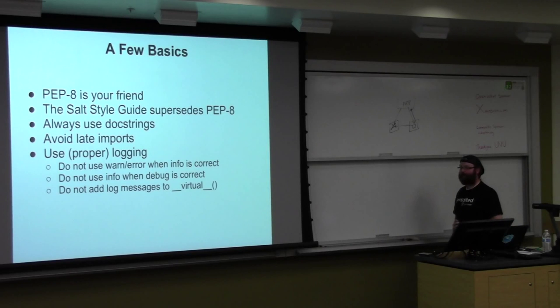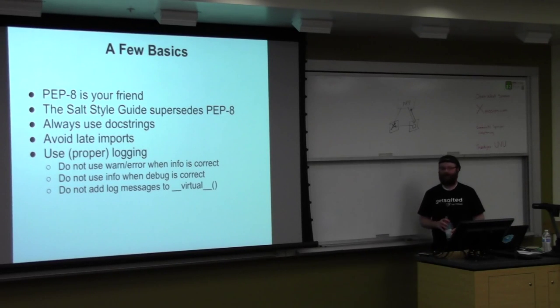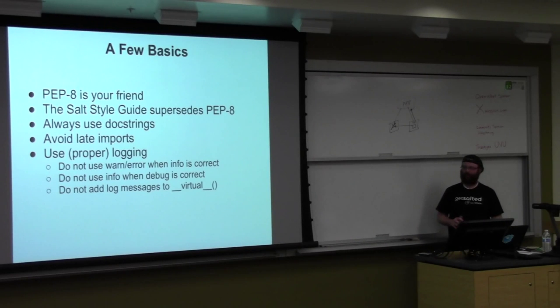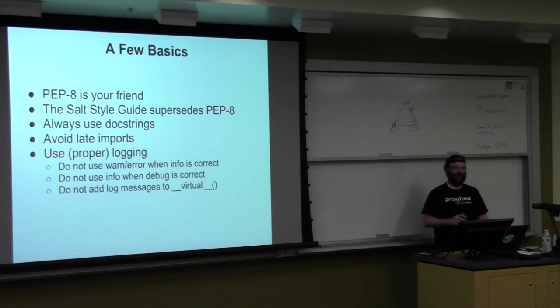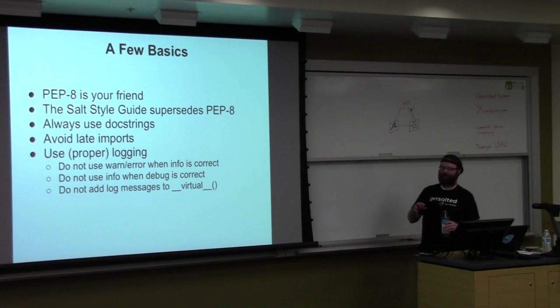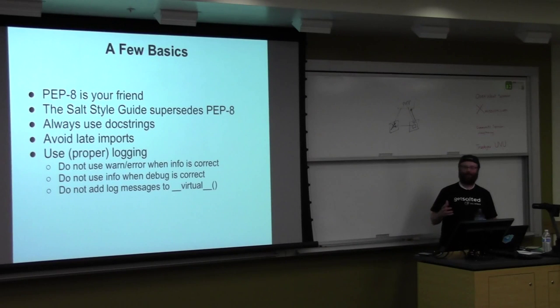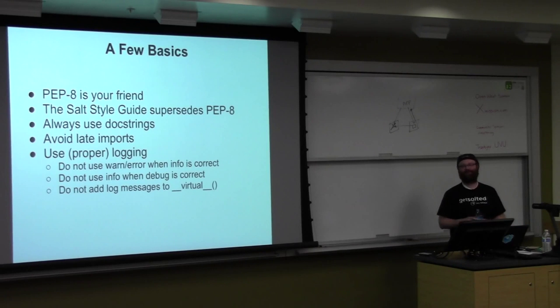And logging is really, really helpful. This is the first project that I've worked on that's had a really, really good logging system. And it's been really nice to work with. However, I've also noticed people that, in a virtual function, will do a log.error: this module is not available. That's not an error. That's not even an info. In fact, that shouldn't even be a debug. We just don't use the module, right?